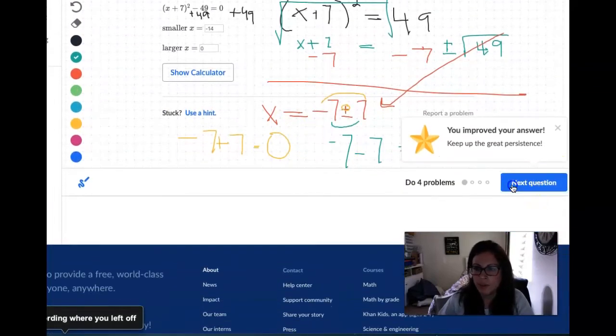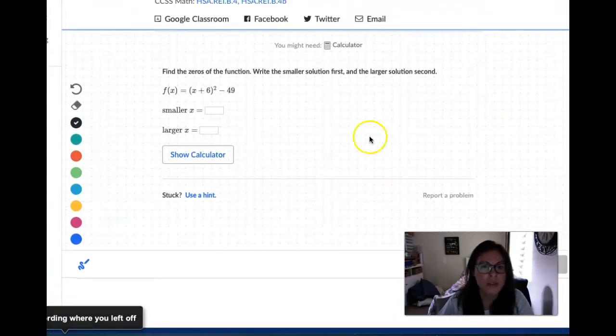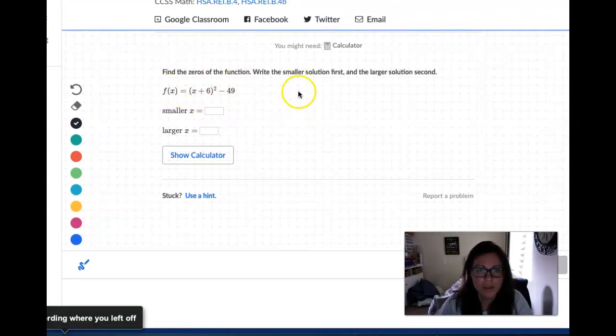All right, let's make sure that we know how to walk through this next one. Same thing, you're going to add 49. So you let y equal 0. So when you let y equal 0, you end up with x plus 6 squared equals, now I'm going to add 49 to both sides, and that's why 49 is a positive 49 now.